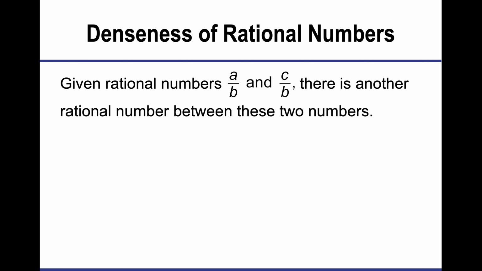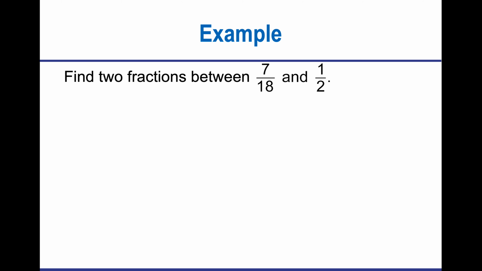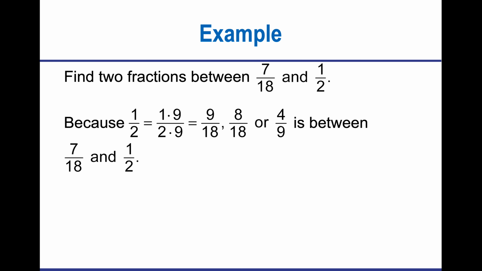If I want to look at something called denseness, this is a very short concept in what we're learning this week. The denseness is the rational number that is between two rational values. So if I look at 7 over 18 and 1/2, there is a rational number between those two values. Because 1/2 would be 9 over 18 when I got that common denominator, then I was given 7 over 18. Well, what's between 7 over 18 and 9 over 18? Well, 8 over 18. So 8 over 18, or I could reduce that to 4 over 9, is going to be between those two values.